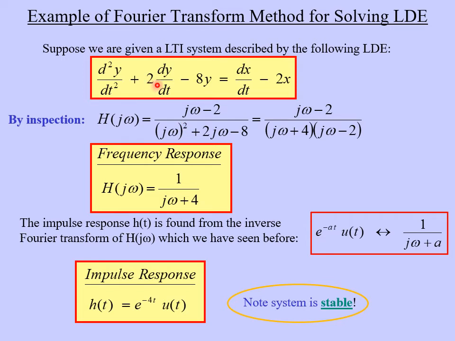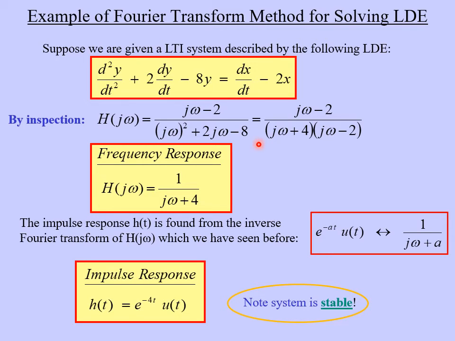Here we have 2 times the first derivative of y. So that's going to give me 2 times j omega, the j omega from the derivative there. And then the minus 8y just gives me minus 8. So I can write this frequency response simply by looking at the coefficients in front of the derivatives, okay?